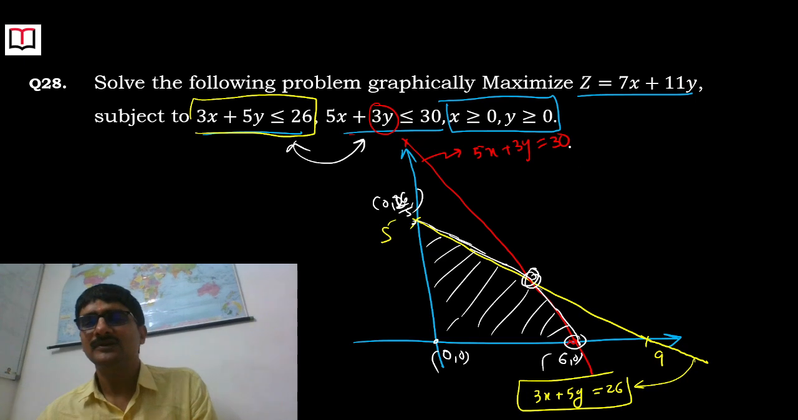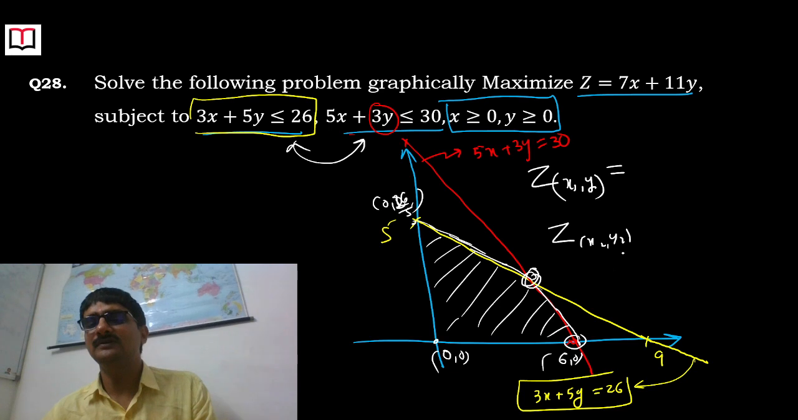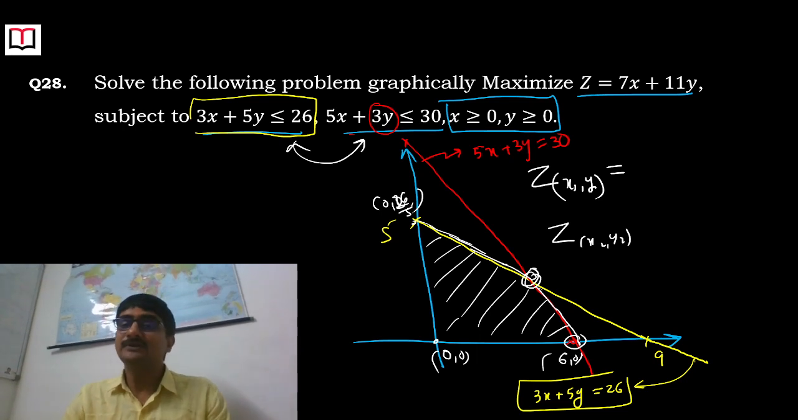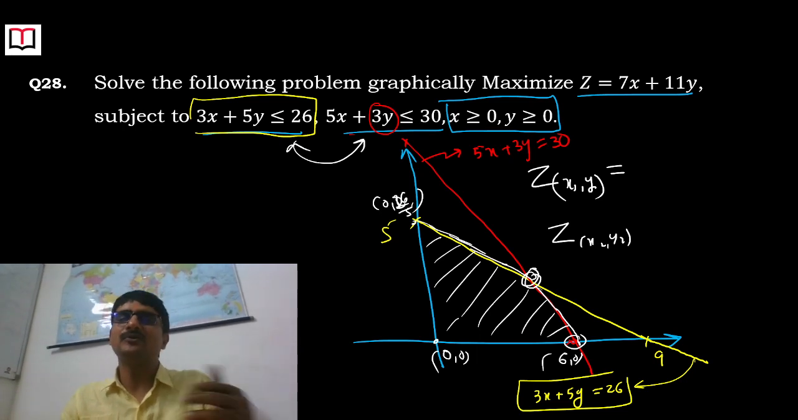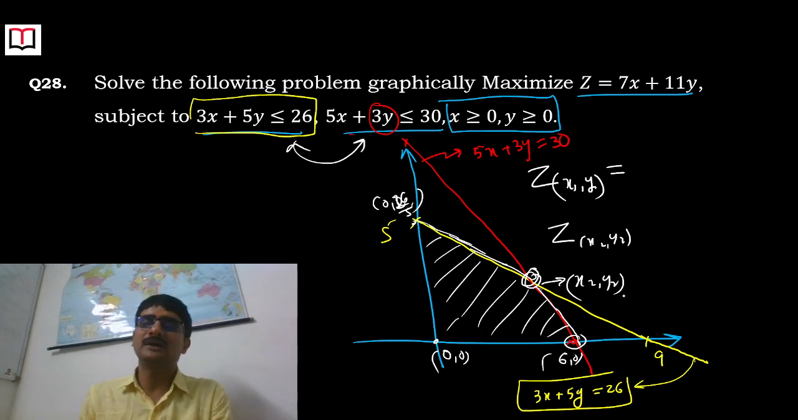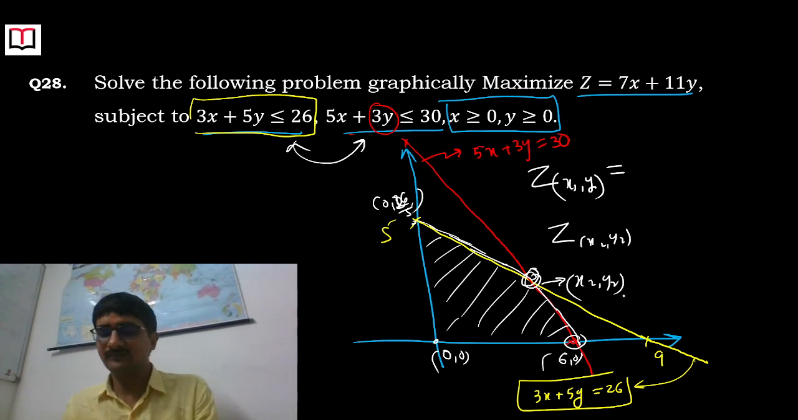And then what do we do? That's the objective function. We have to maximize, isn't it? So get the value at x1, y1, x2, y2, and x3, y3. There are 4 corner points. Whichever gives you the maximum value will be the maximum value of the objective function. And don't forget to mention the point at which you get it. Let's say you get it at this point, which is x2, y2. So you'll say the maximum value is so and so at the point x2, y2, whatever the coordinates be.